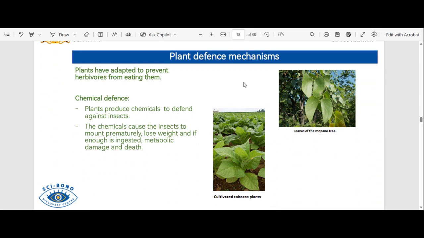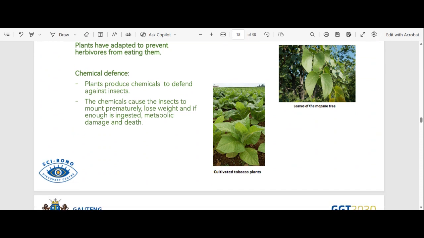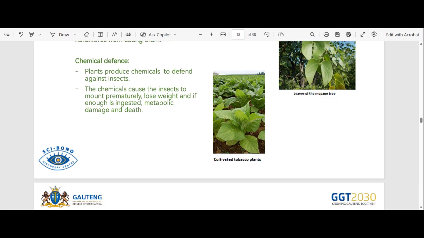Okay. So now let's get to plant defense mechanisms. How do plants defend themselves against predators? Plants have adapted to prevent herbivores from eating them. So how are they protecting themselves? They are protecting themselves through chemicals. So let's look at chemical defense. Plants produce chemicals to defend against insects. The chemicals cause the insects to molt prematurely, lose weight, and if enough is ingested, metabolic damage and death.